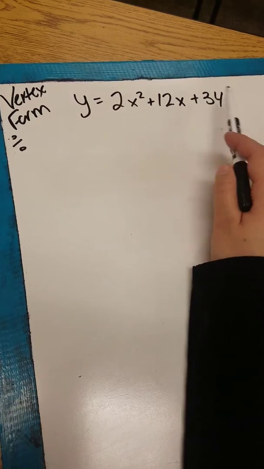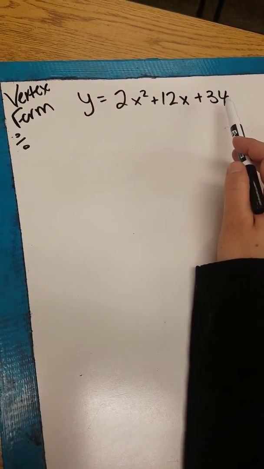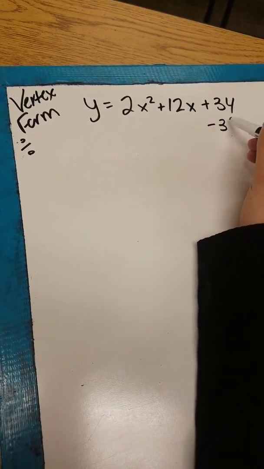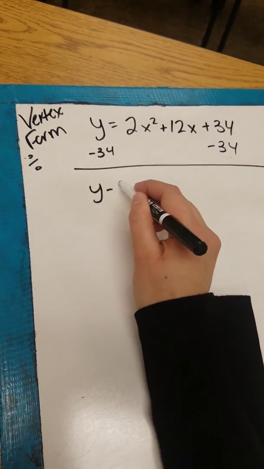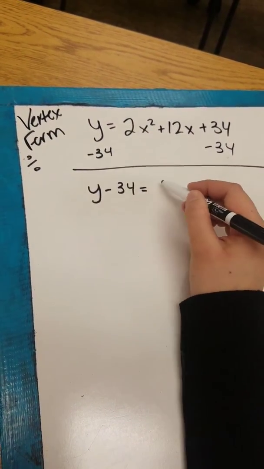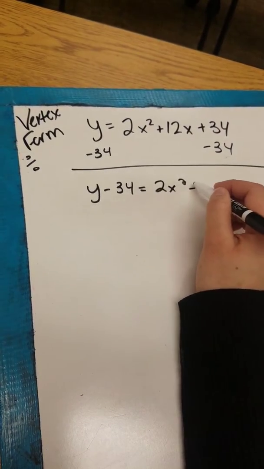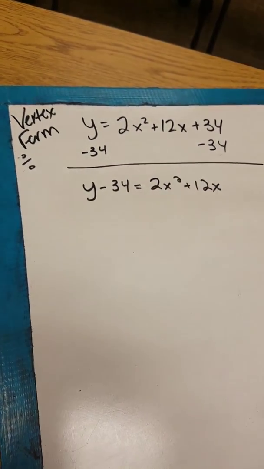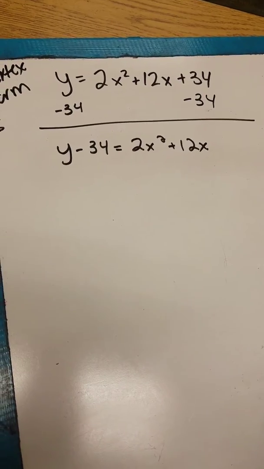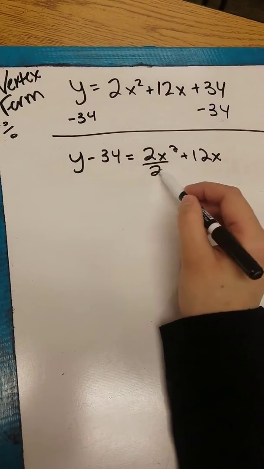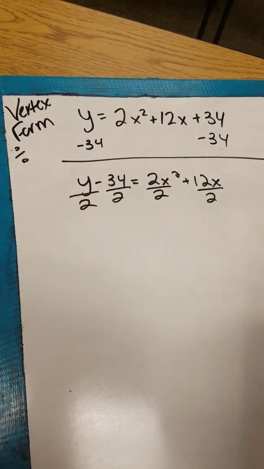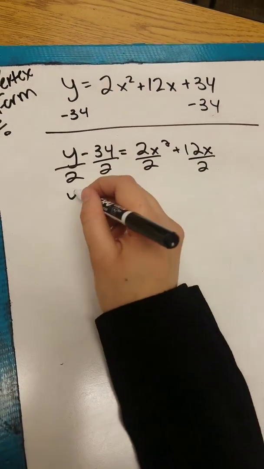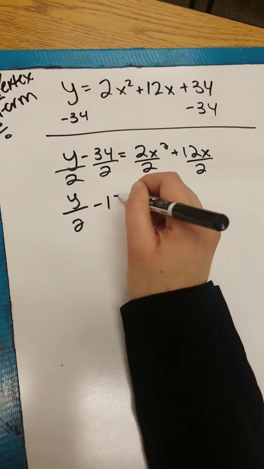So we're going to get our C value always on the other side to go into vertex form. So we're going to subtract our 34. So we have y minus 34 equals 2x squared plus 12x. Then we are going to get rid of our a values. So in this case, we're going to divide whatever a is. Okay, this is again the dividing way, not the factored out way. So we're going to have y divided by 2 minus 17.